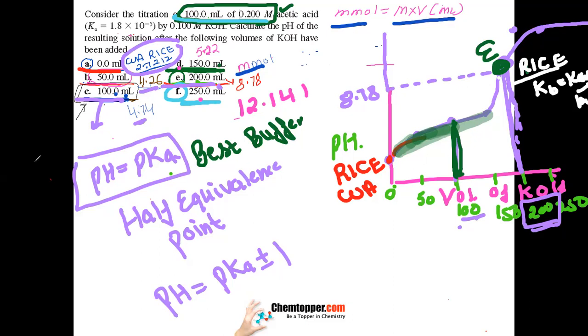But after the equivalence point, your KOH was in excess. And the pH here is controlled by KOH. So get the concentration of OH minus, pOH. So that's the meaning of the titration curve.